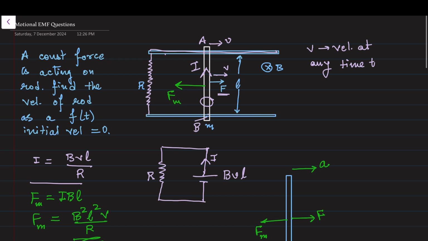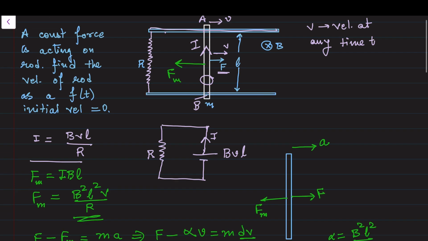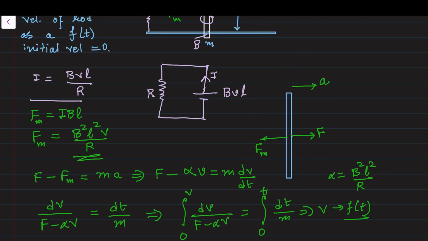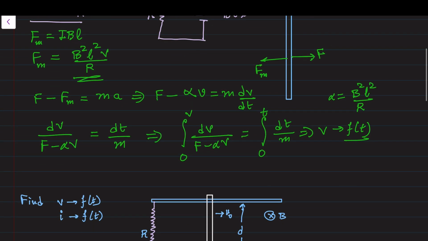So once again I am summarizing. Because of the force, this conductor will acquire a velocity. Because of the velocity moving in the magnetic field, EMF is developed. Because of that EMF, current is flowing. Because of that current, the wire experiences a magnetic force. Under the action of the applied force and the magnetic force, it is moving. Then we write the Newton's law of motion equation and use a little basic mathematics to reach this part.